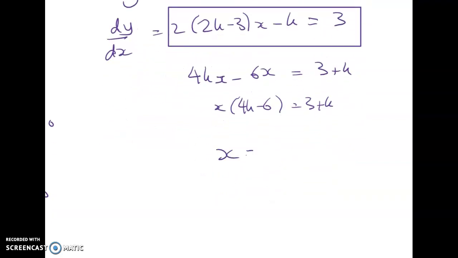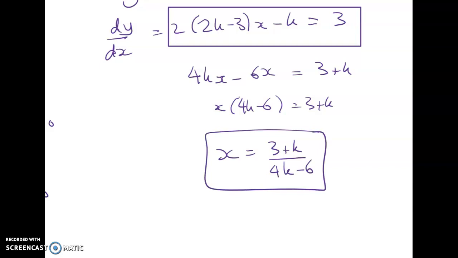So I get an x value. x is equal to (3 plus k) over (4k minus 6). So we get that far, and then we go, oh, now what do we do? Well, the only thing we can really do now is to say we know that the y value will be the same in both at that point, right? So we've found the x value where it's the tangent.